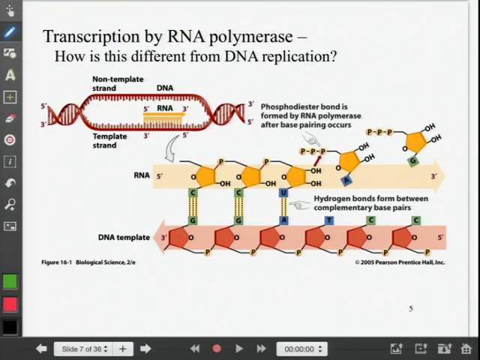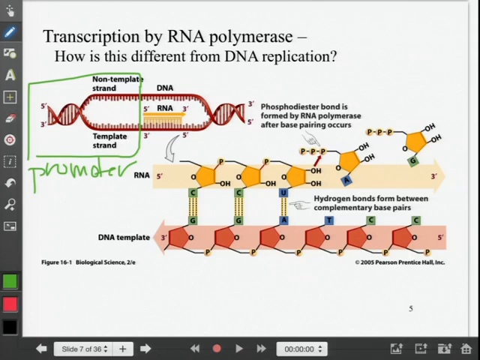Okay, and then this is just showing us what that little video did, and so they're pointing out template and non-template. And then I'd also point out that if that's where the RNA started, this region up here is the promoter: the DNA sequence just upstream, 5' when we're talking about the actual strand of RNA. Upstream, 5' of the RNA, right?